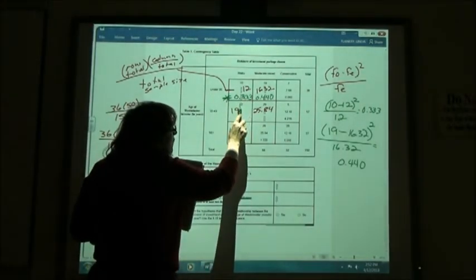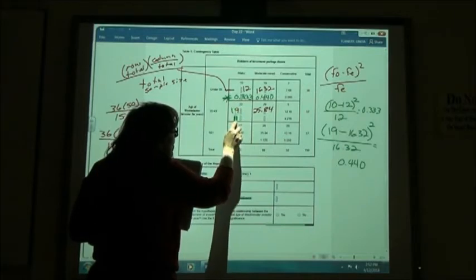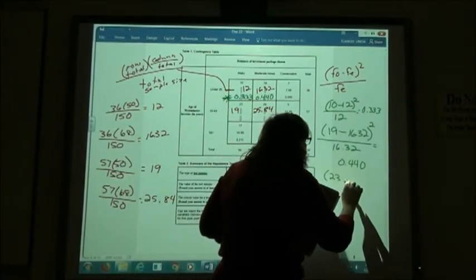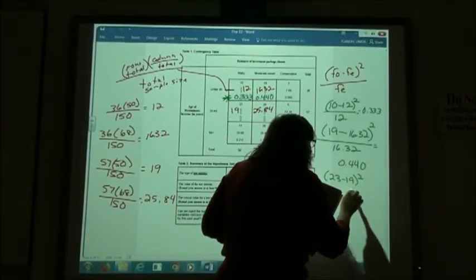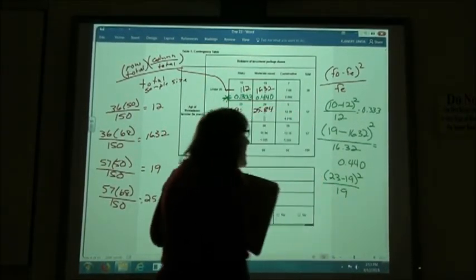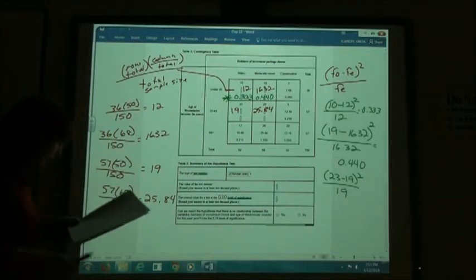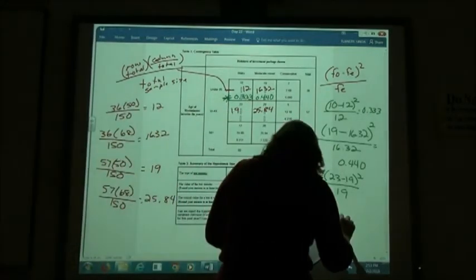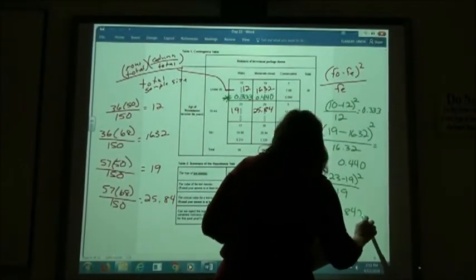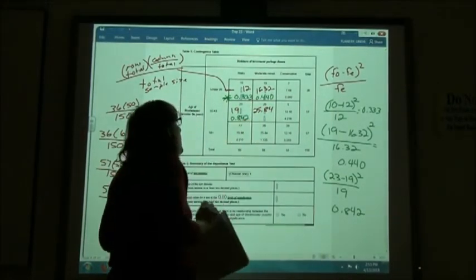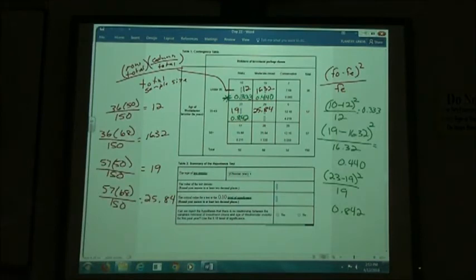The next box, here I'm doing this one. My observed frequency is 23. My expected frequency is 19. So 23 minus 19 squared, divided by 19. You take 23 minus 19, square that, divide that by 19, and you get 0.842. 0.842 goes in that box.